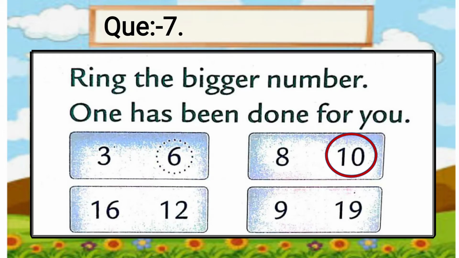Next we have 16 and 12. I repeat, we have numbers 16 and 12. So here 16 is the bigger number, so we have to make a circle around it. Then we have 9 and 19. If you see, number 19 is the bigger number, so we have to make a circle around it.